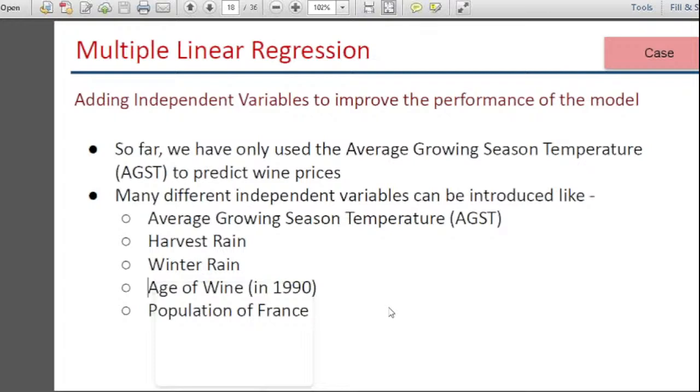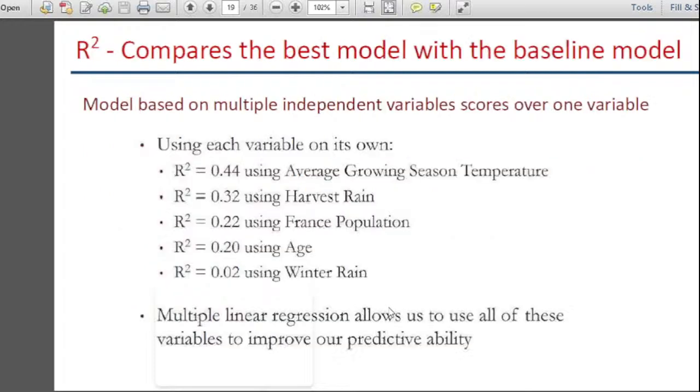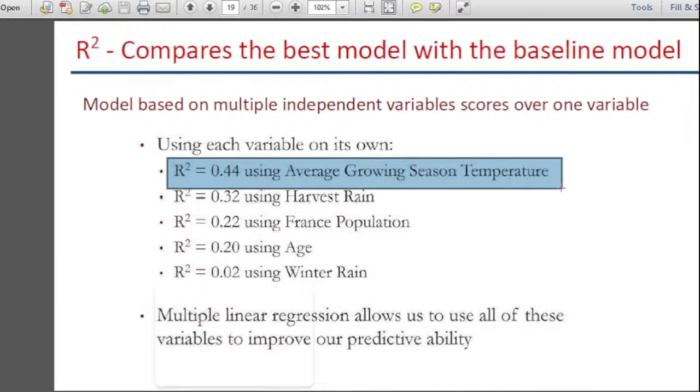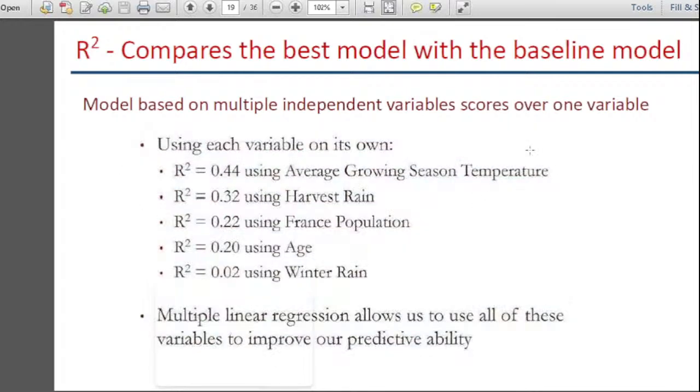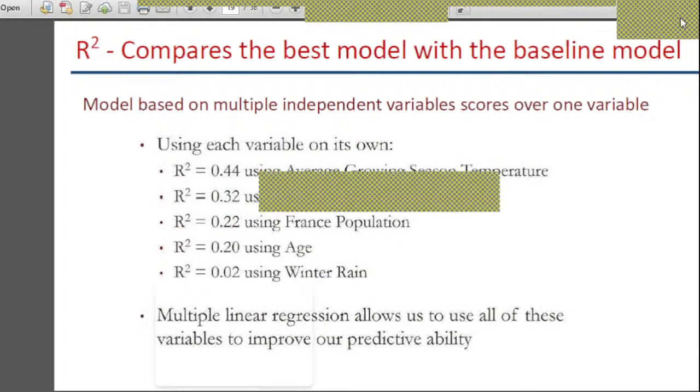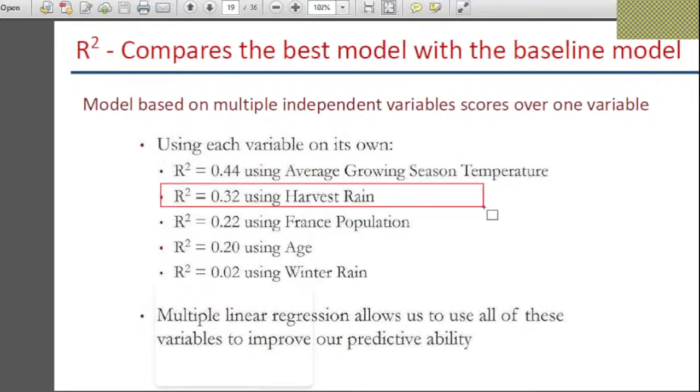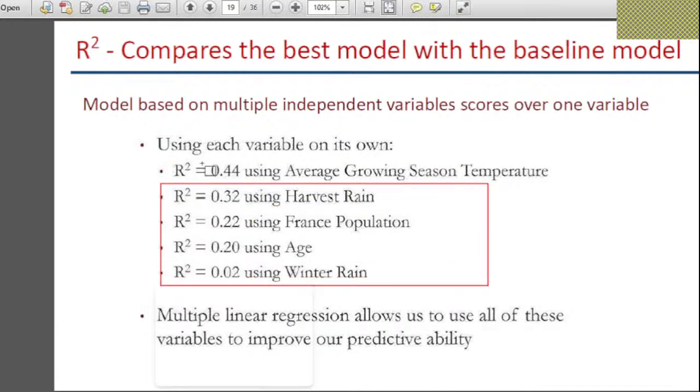Now when I bring in more variables, see what happens. When I calculated R square using a single variable, my R square was 0.44. When I calculate the R square with only harvest rain, it was 0.32 and so on. So these are R squares when I'm just trying to predict my price with only a single variable, each of them trying to predict price separately.